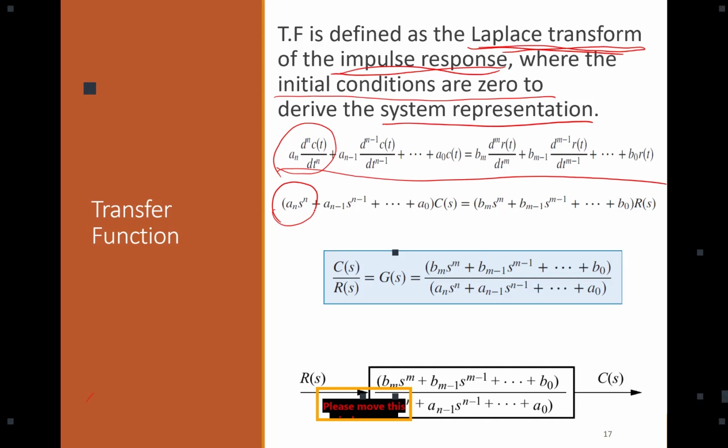Is that good? Yeah, go ahead. Is this still chapter 2? This is chapter 2. Yeah, we are still on the frequency domain methods.